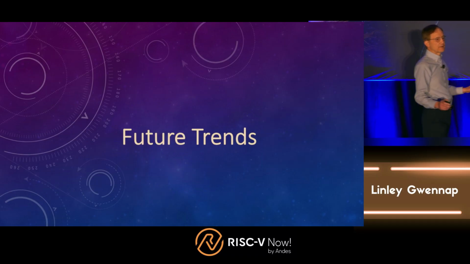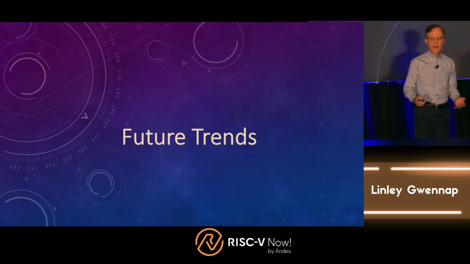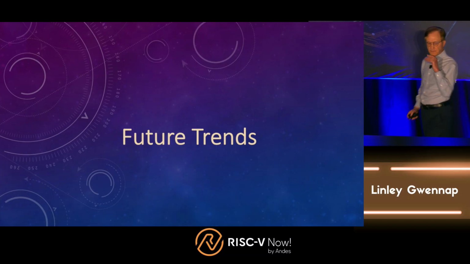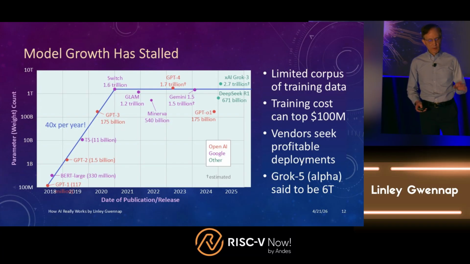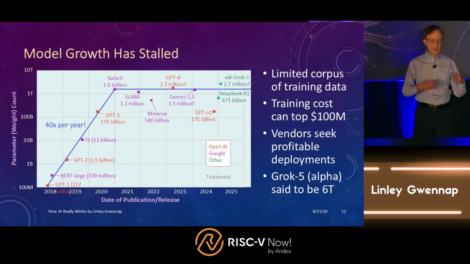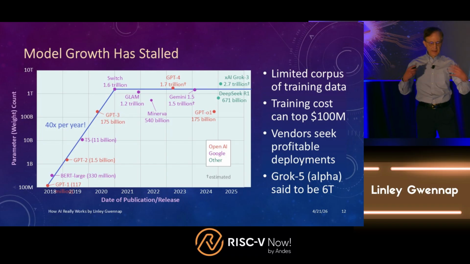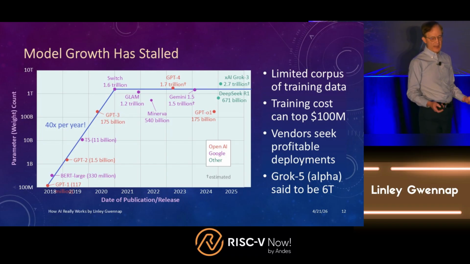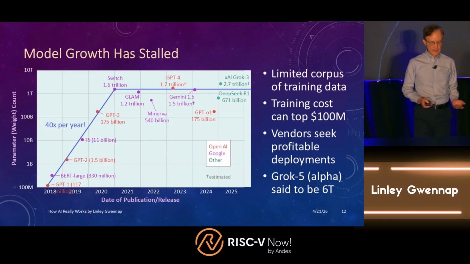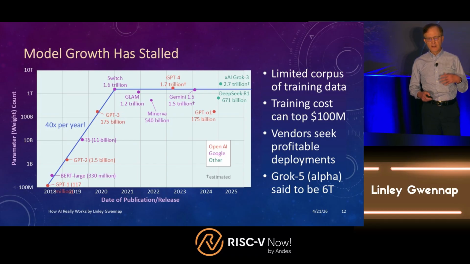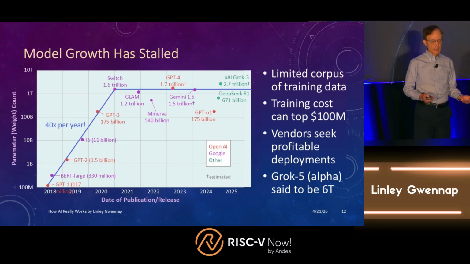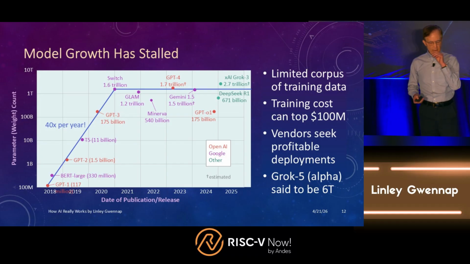So now I'm going to talk about some more trends in this area. For a while at my conference every year, I would put up this chart and show how neural network size was increasing at this dramatic rate of 40x per year. And that went on for a few years until we got up to about 1 trillion parameters per model. And then, since then, we've really seen it flatline.